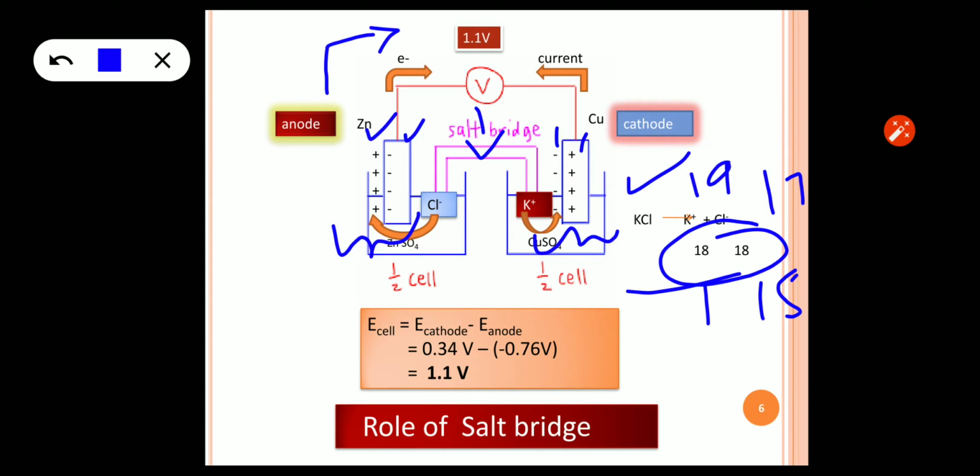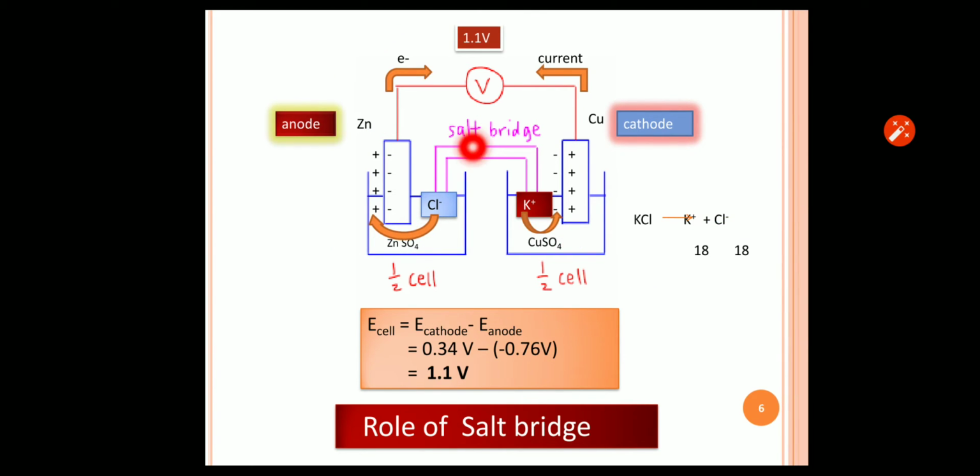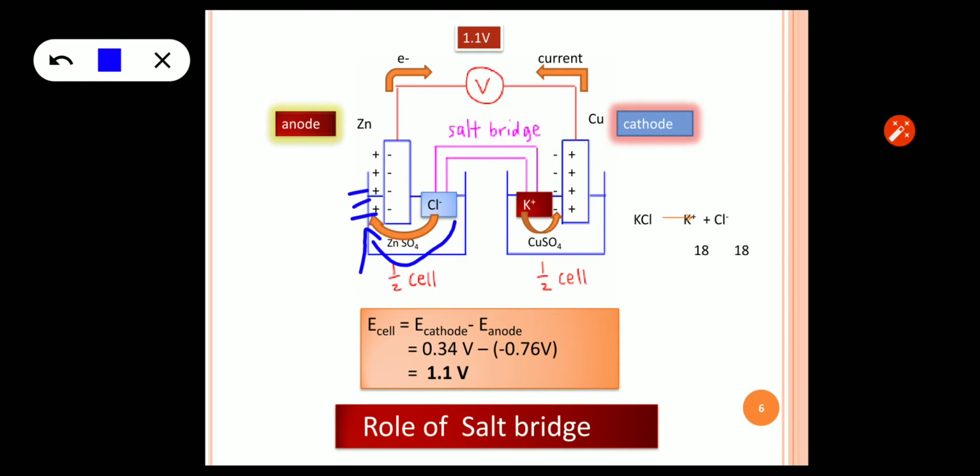Now, the Cl- from the salt bridge will enter into the anode and it will combine with the positive ions. They will remove all the positive ions. In this way, the liquid junction potential is removed. The electrons are now free to move from anode to cathode.